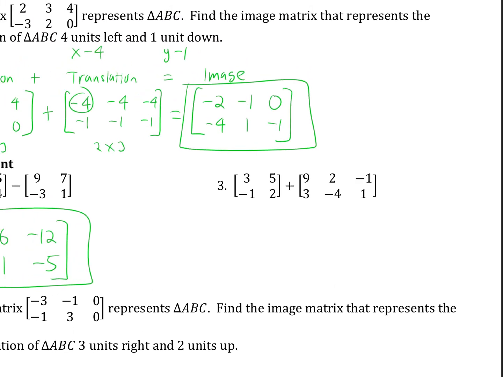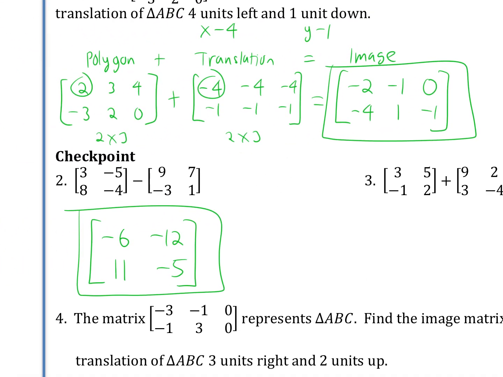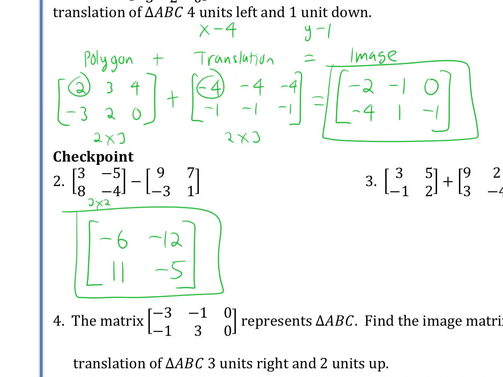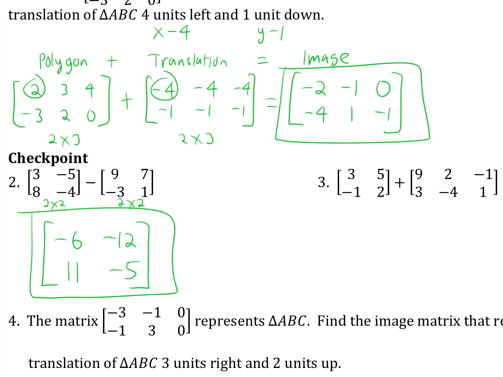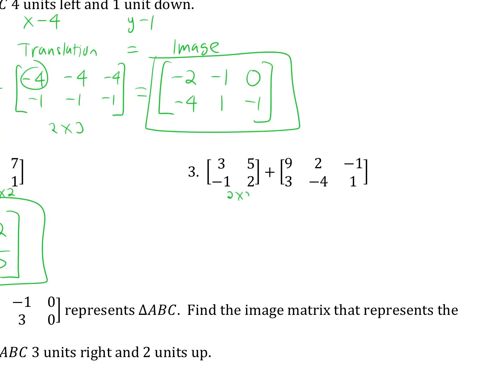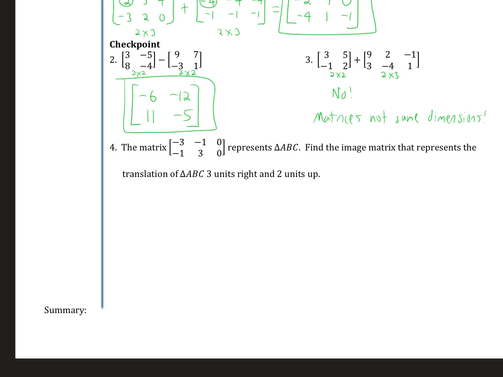Oh, number 3. Can we add these? We should have checked over here. This is a 2 by 2 and a 2 by 2, so we can add those. How about over here? This is a 2 by 2 and a 2 by 3. 2 rows, 3 columns. We can't add these. So no, matrices not same dimensions. Okay? All right.